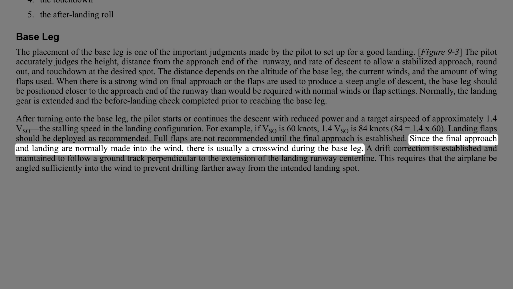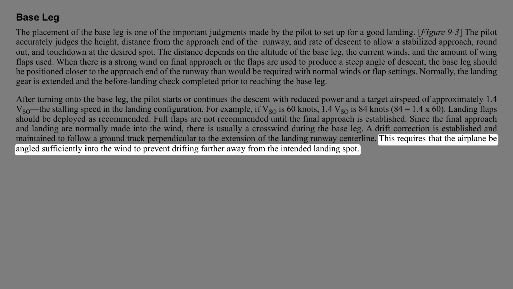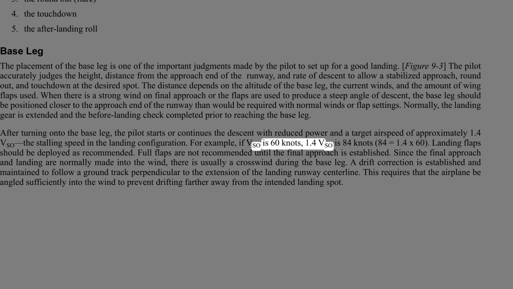Since the final approach and landing are normally made into the wind, there is usually a crosswind during the base leg. A drift correction is established and maintained to follow a ground track perpendicular to the extension of the landing runway centerline. This requires that the airplane be angled sufficiently into the wind to prevent drifting farther away from the intended landing spot. So, VSO is 60 knots, 1.4 VSO.